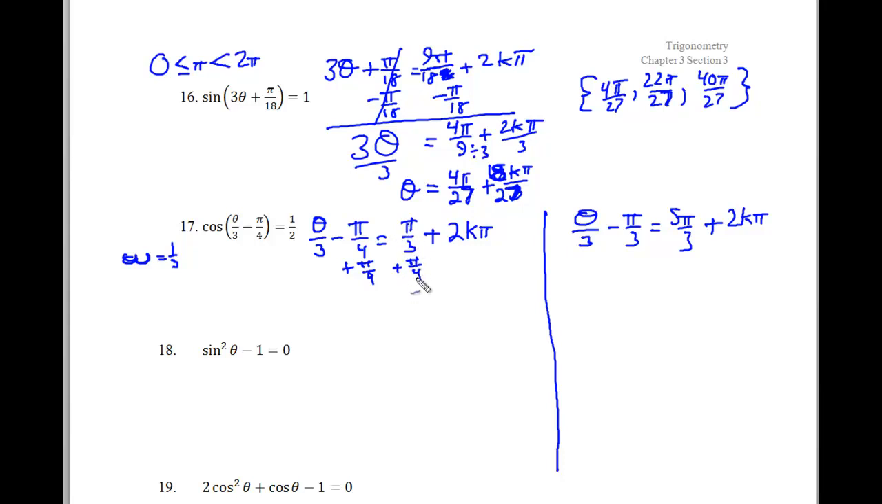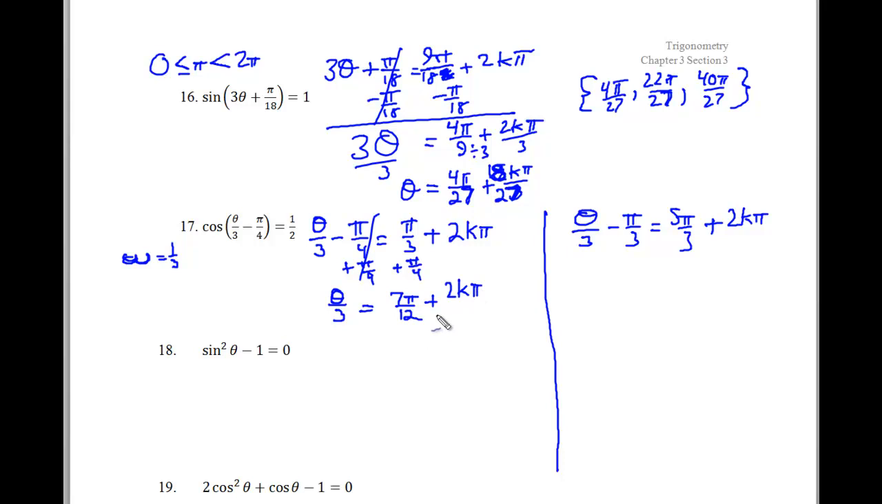And I'm going to go a third plus a fourth. I'm going to need common denominators. So the common denominator between a third and a fourth is 12. So this makes 4 twelfths, and this makes 3 twelfths, for an answer of 7 pi over 12. For adding, again, a third plus a fourth is 7 pi over 12, plus 2k pi.